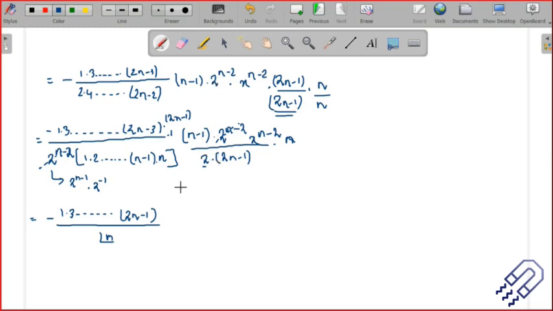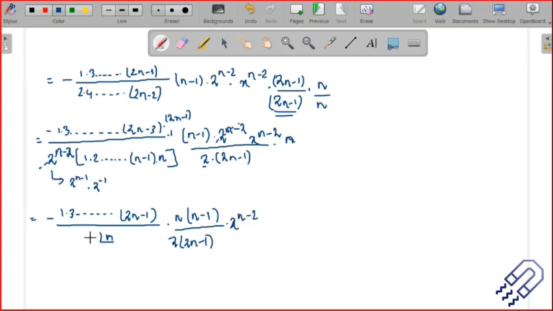2 to the power n minus 2, that is already there, so we have already cancelled it out. Okay, and then we are left with n, and then n minus 1 divided by 2 into 2n minus 1 into x to the power n minus 2. Okay, so this is the term that we have.